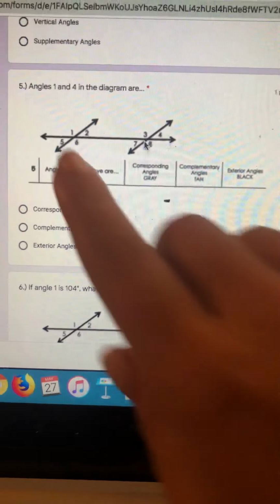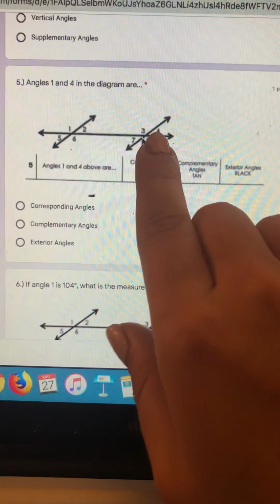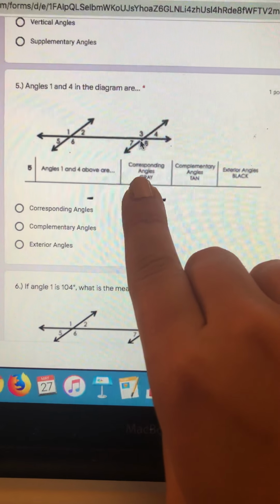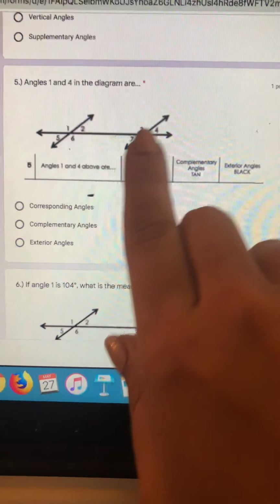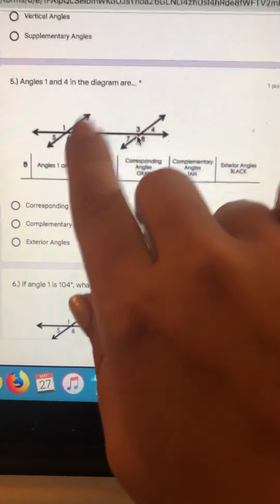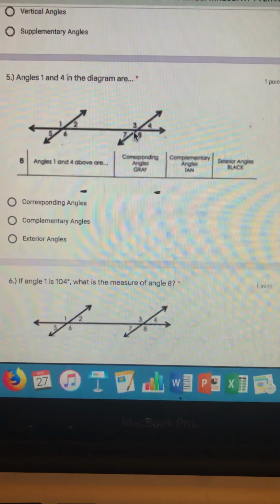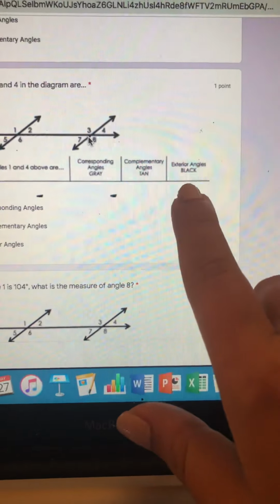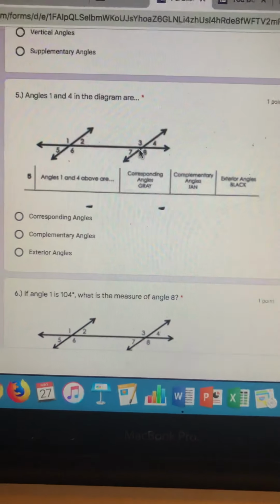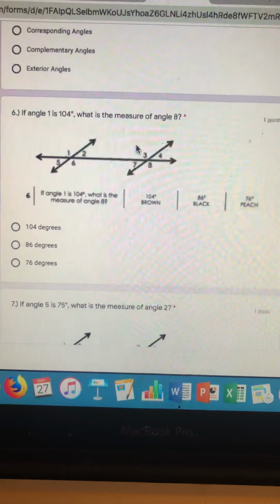That's a tricky one. So this one actually isn't a type of angles we've discussed, but looking at the answers, I know that it's not corresponding because they're both outside of the line. And I also know they're not complementary because if I put them together, they will not form a 90-degree angle. So for number 5, the answer is exterior angles. Exterior angles are the ones that are just outside, which is what 1 and 4 are. So there you go, I gave you an answer.